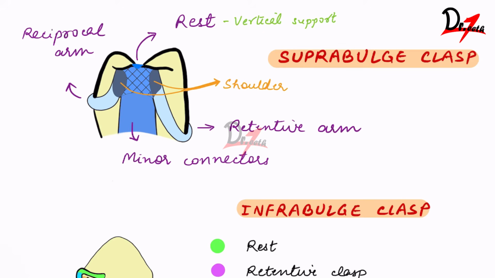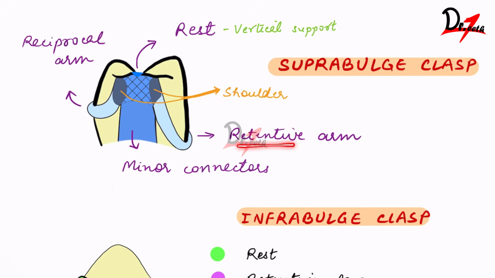So the rest provides vertical support, so it will not allow the prosthesis to sink inside, because we have a stop here. It creates a stop here. Okay, so it will resist the displacement of the prosthesis towards the supporting tissues. Okay, and also it will transmit the functional forces parallel to the long axis of the abutment tooth on which we have placed it.